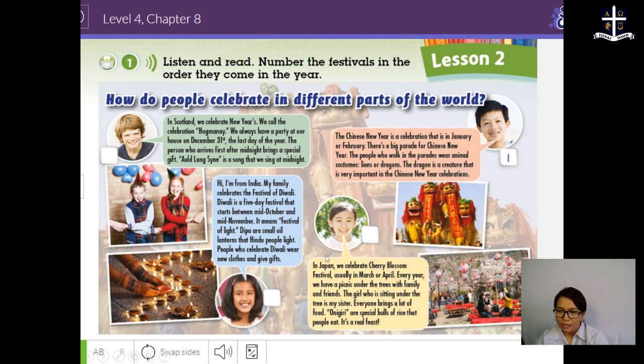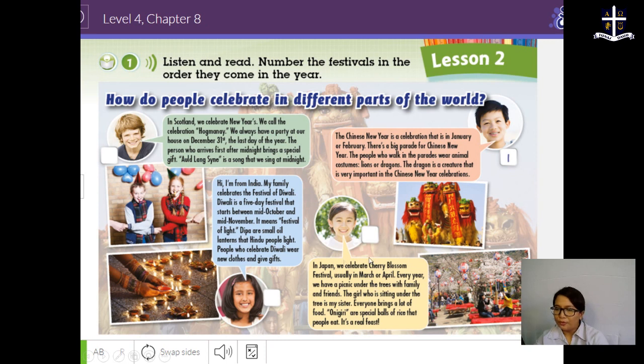Okay, now what about this one? Can you find it out? Yeah? So, let's see. Which one is the sentence that uses who or that? Okay, this one. Dipa are small oil lantern that Hindu people light. They use that here. Yeah, and then people celebrate Diwali. Is that the sentence? No. Okay.